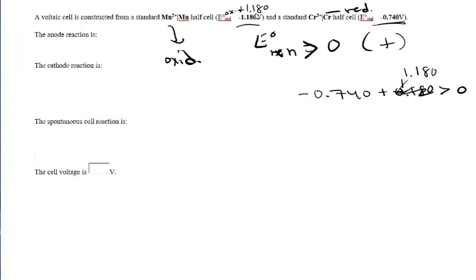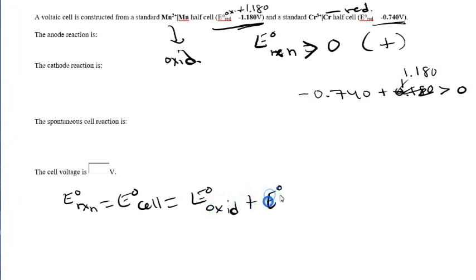So therefore I have to flip the sign for the reduction of the manganese, and I'll just keep the chromium constant, just the way it is, negative. Okay, so let's go ahead and answer the voltage while we're at it. The reaction voltage, or the cell voltage, same thing, is going to be your oxidation plus your reduction. In this case, the oxidation is the manganese, so that would be 1.180 plus negative 0.740.